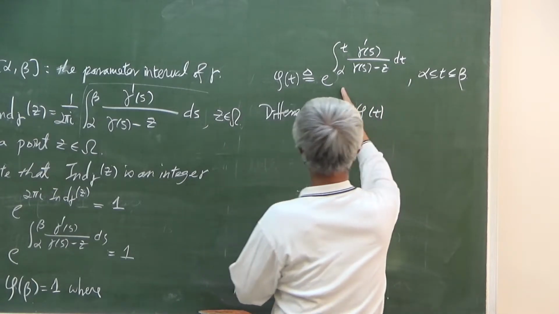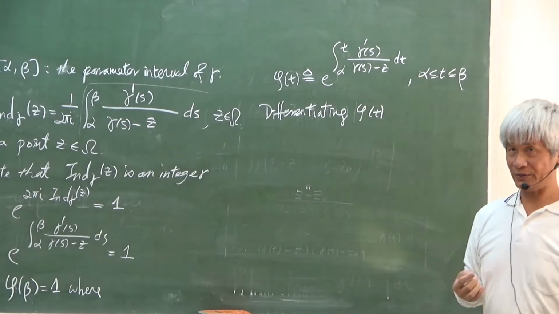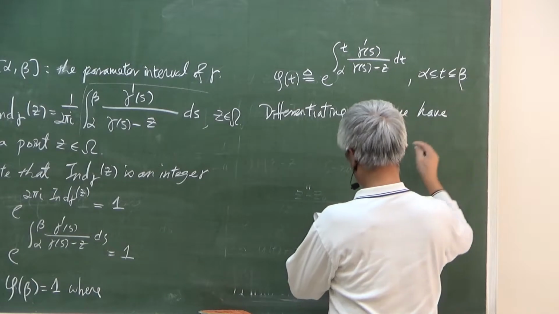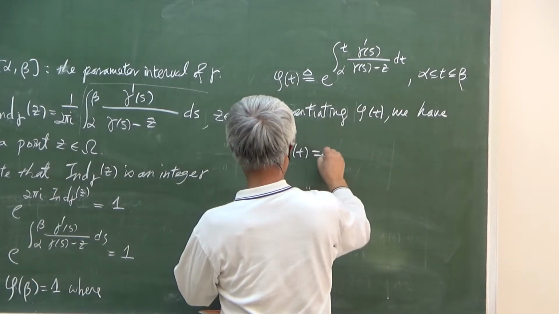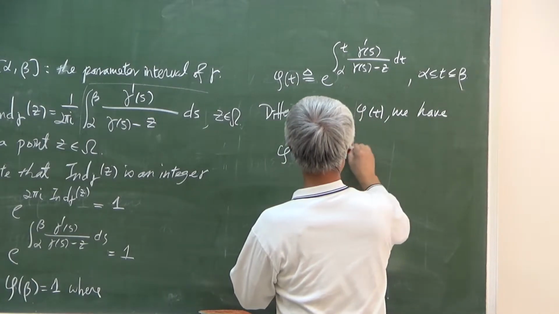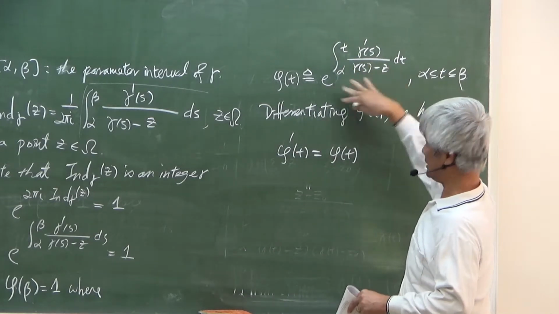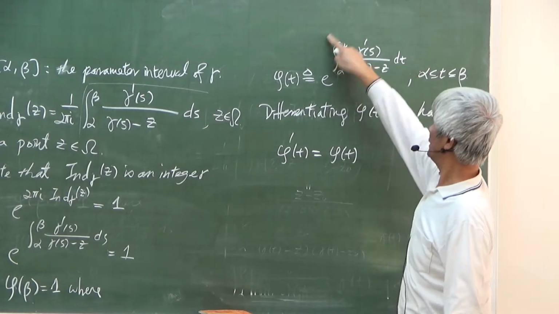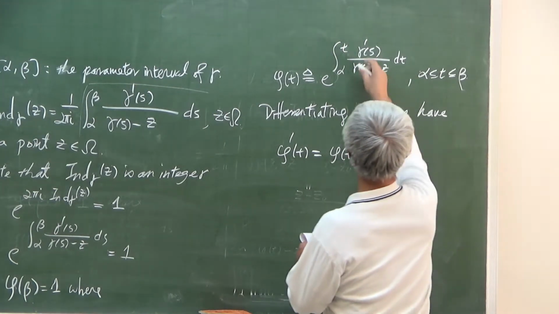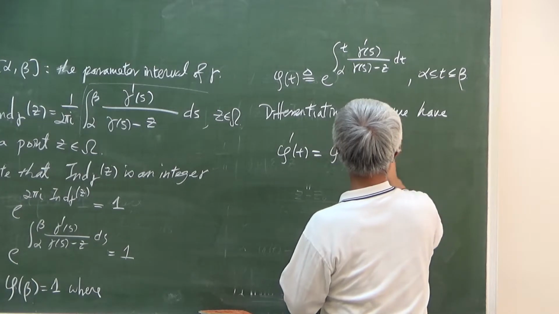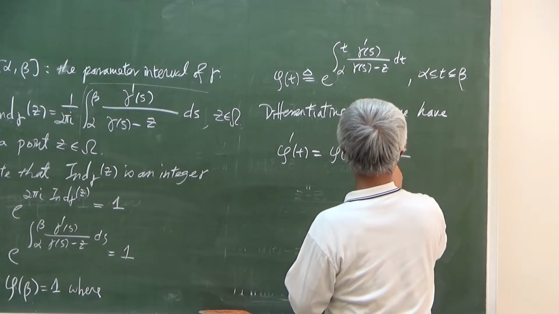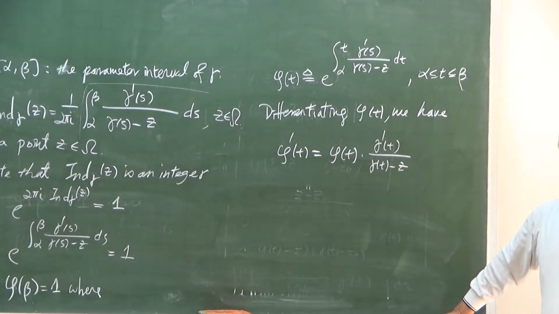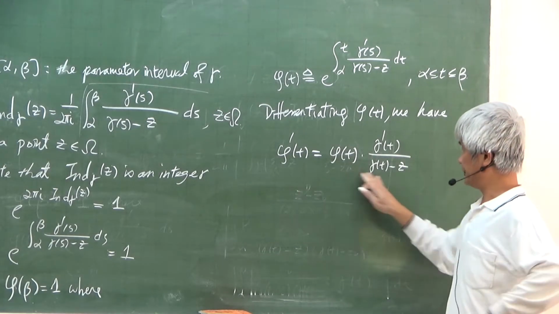Phi of t. Because the exponential function is a nice function, when we do the derivative, we find this is phi t, because it is an exponential function, so the same. And then we have to take the derivative of the exponent term. The exponent term actually is gamma prime t over gamma t minus z. So this is our derivative.